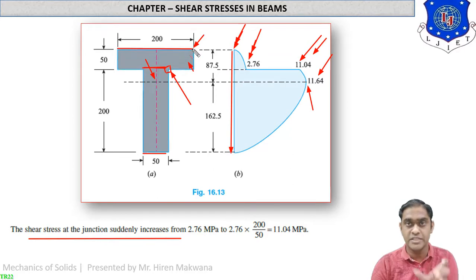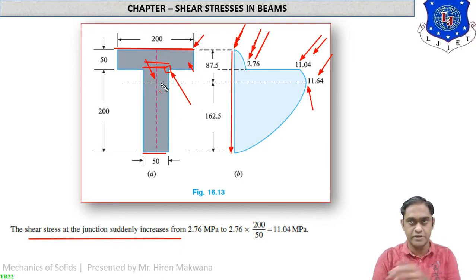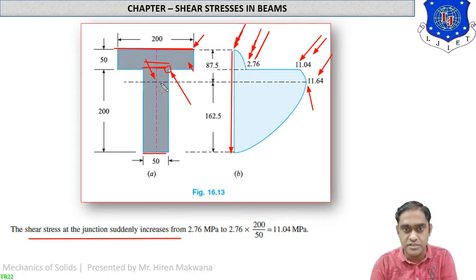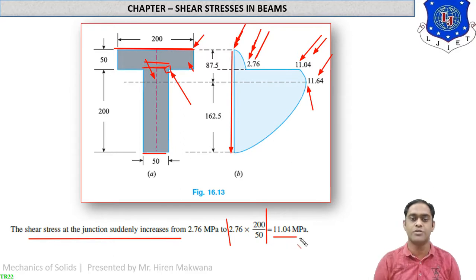Listen carefully to my words. This distance is 200, meaning the width is 200, then the shear stress is 2.76. Again repeating, when the width is 200, the shear stress is 2.76. Then if the width becomes 50, how much is the shear stress? This is the ratio. So by replacing the ratio and cross multiplication, you will get the answer of 11.04 megapascal. Hope you are getting me. So 11.04 megapascal is your final answer.